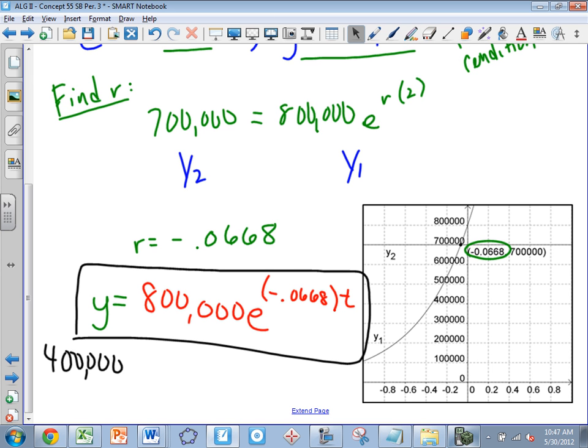If we go back to our function, now look at the value that's here: negative 0.0668. That's what's going to go in my y equals. So again, this is going to go in y2 right here. This whole portion is going to go in y1. And we're going to try and find the intersection again.